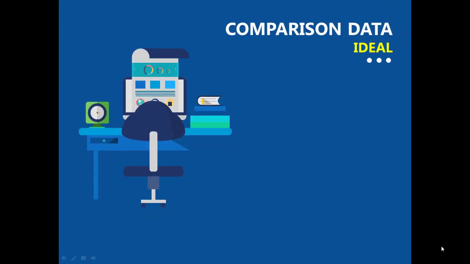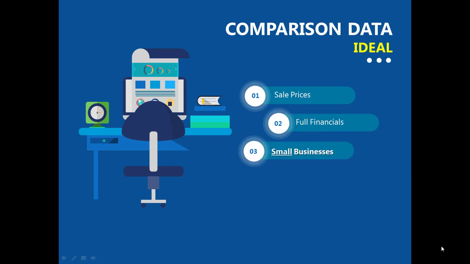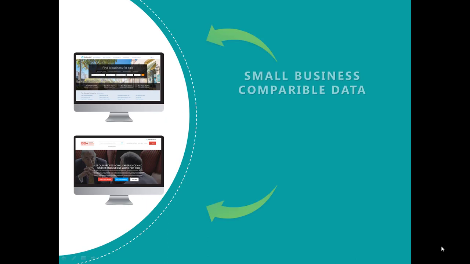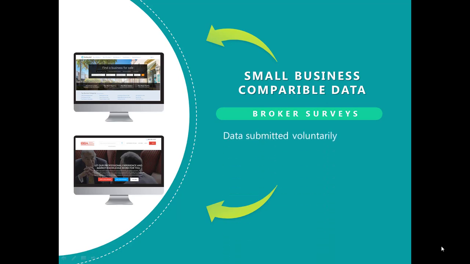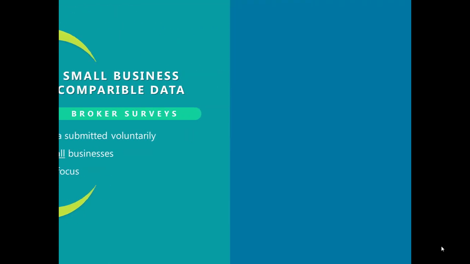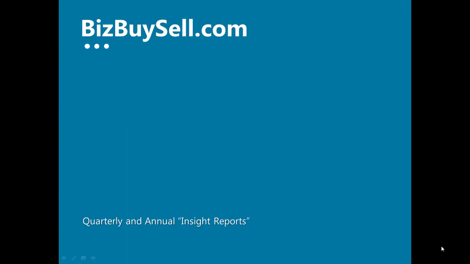Ideally, what we need is a data source that captures the sale prices and full financials of every small business that has sold in every industry sector. Unfortunately, this data doesn't exist. But we do have two quite good sources of comparables on small businesses from the United States, both of which are free. Both of these sources are based on surveys of business brokers who voluntarily submit the data on recent small business sales. It's US focused, and the data has its flaws, as we'll discuss, but it does provide some very useful insights. Let's start with the BizBuySell data.